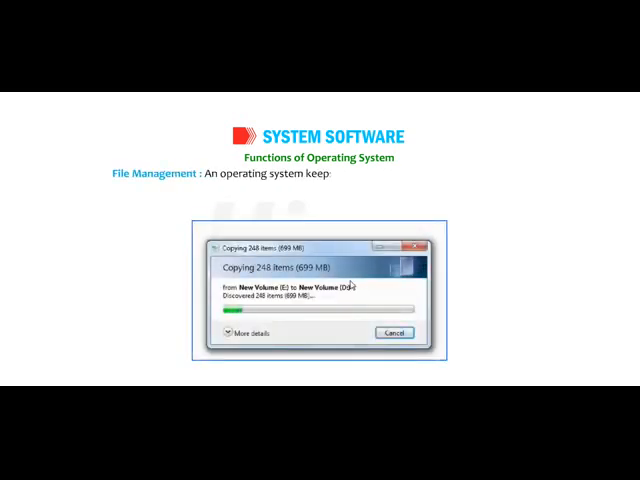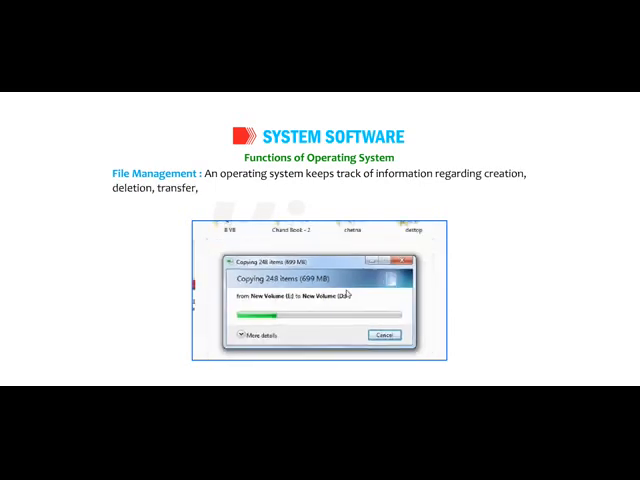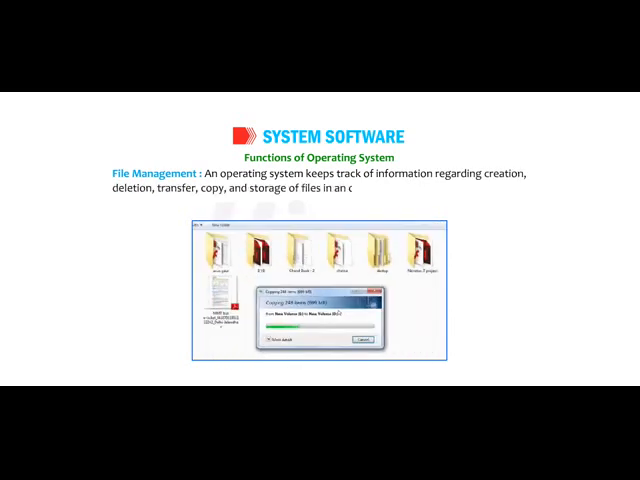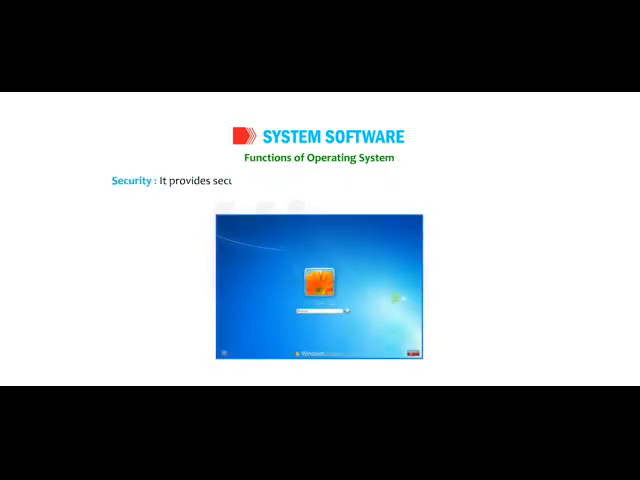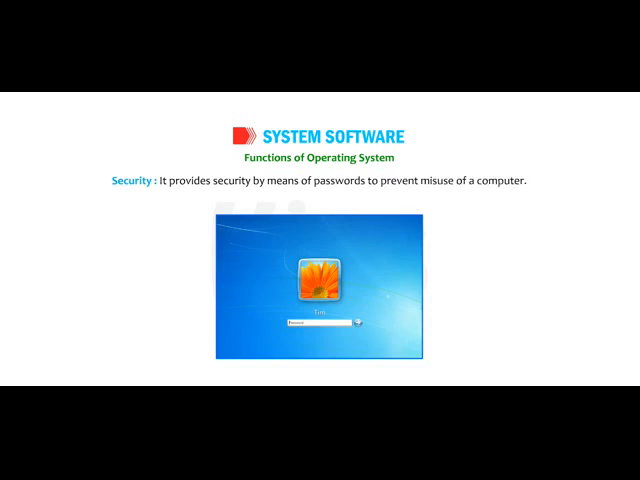File management. An operating system keeps track of information regarding creation, deletion, transfer, copy and storage of files in an organized way. Security. It provides security by means of passwords to prevent misuse of a computer.